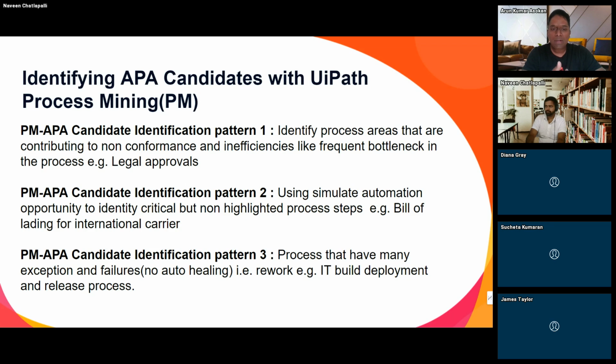The third pattern here is a process which has a lot of exceptions and failures, where we have a lot of reworks. When we look at the process graph in process mining, you'd have a rework pattern. Those kinds of process areas can be looked at as possible APA candidates. So these are a few ways we can identify APA candidates using process mining out-of-the-box features currently.